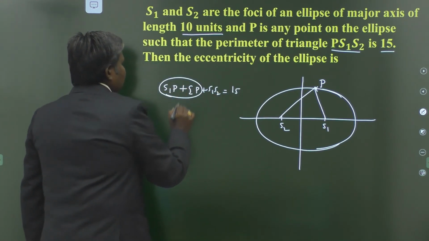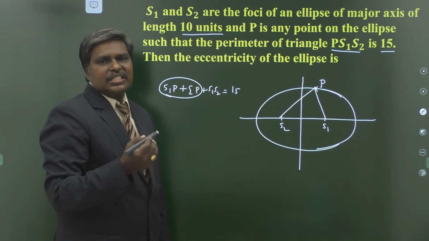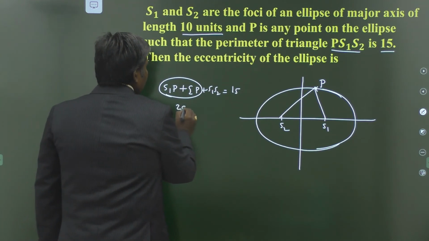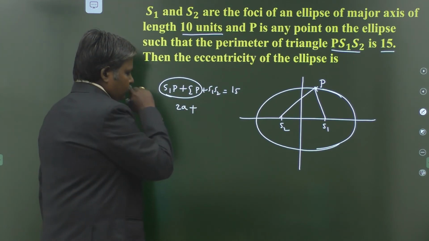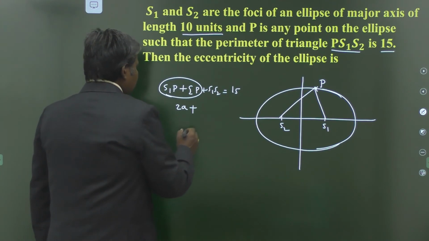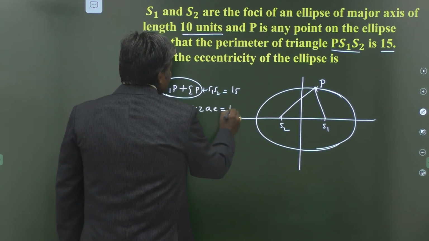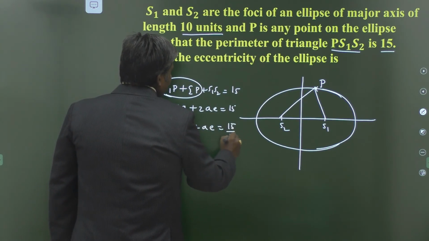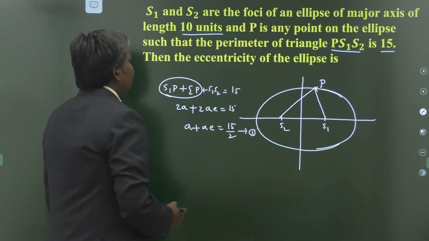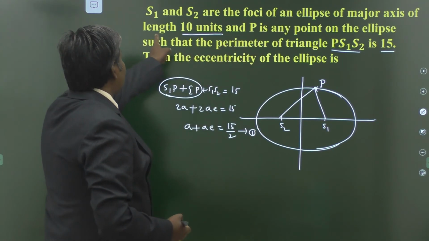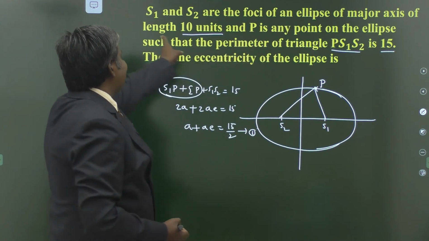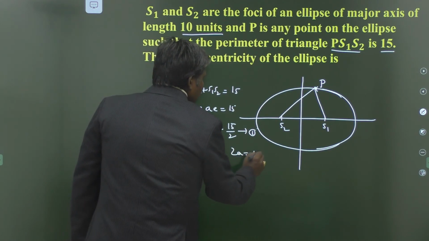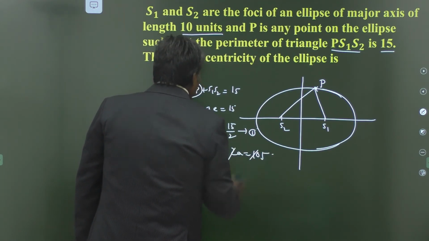What about S1P plus S2P? SP plus S'P is 2A by the definition of the focal property itself. It is 2A plus S1S2. The distance between two foci is 2AE, that is 15. So A plus AE is equal to 15 by 2. This is equation number 1. What is 10 units? The major axis. Ellipse of major axis of length 10 units, so 2A is equal to 10 is given to you. The value of A is 5.